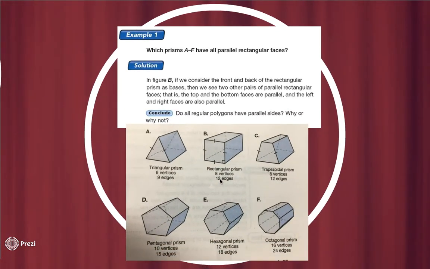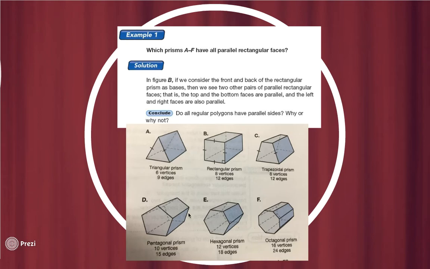Now, let's go to example number 1. Which prisms A through F have parallel rectangular faces? Look at the shapes. If we look at the triangular prism, you can see that this face right here, the darker blue, is not parallel to the face on this side. It actually meets right here. So even though this is a rectangular face, it isn't considered parallel because they touch each other on the edge.